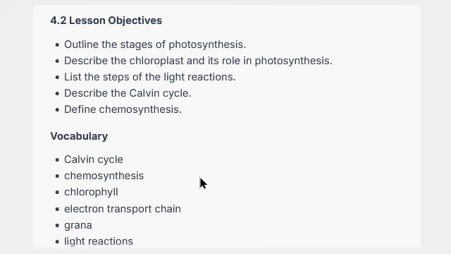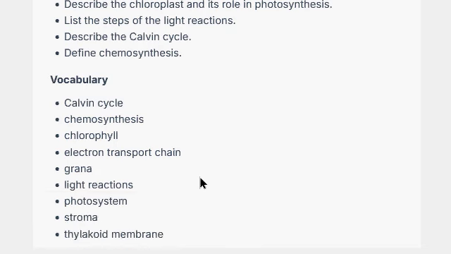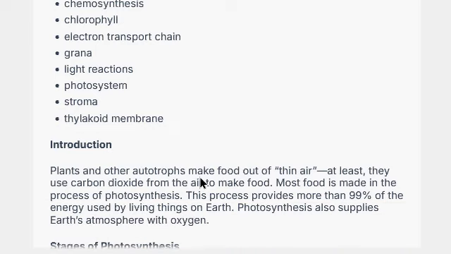Vocabulary. Calvin cycle. Chemosynthesis. Chlorophyll. Electron transport chain. Grana. Light reactions. Photosystem. Stroma. Thylakoid membrane.